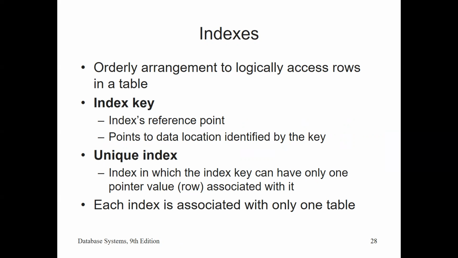An index is an orderly arrangement used to logically access rows in a table. There are two types of indexes, index key and unique index. The index key is, in fact, the index's reference point. More formally, an index is an ordered arrangement of keys and pointers. Each key points to the location of the data identified by the key. A unique index, as its name implies, is an index in which the index key can have only one pointer value associated with it. The pointer value is generally the row of the table.